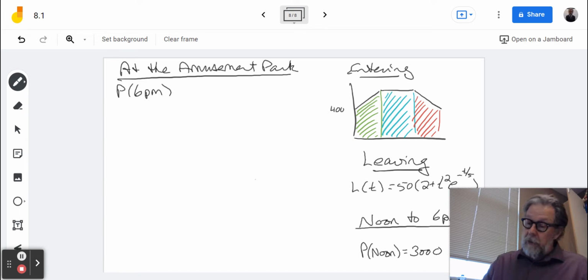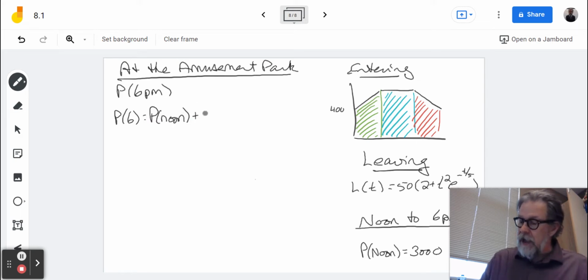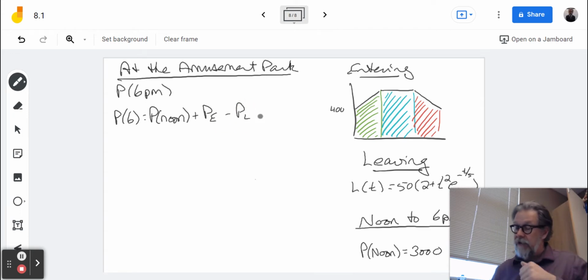So let's take a look. Well, people in the park at 6 p.m. is obviously people in the park at noon, plus the people that entered minus the people that left.